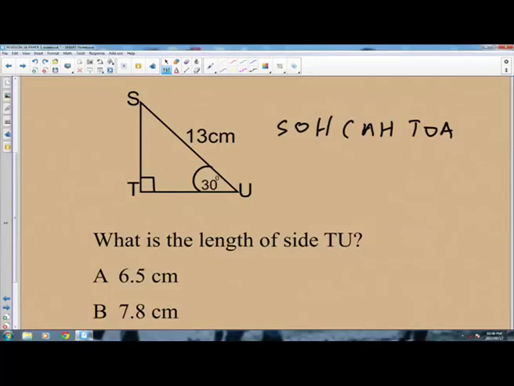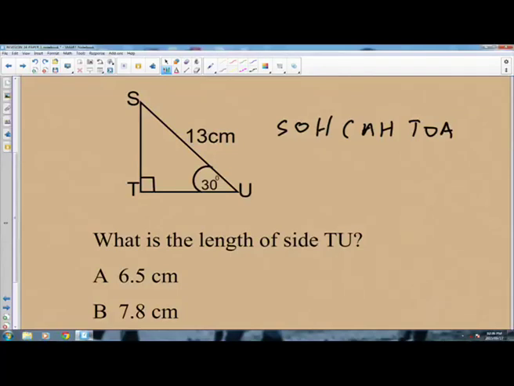So here we are given 30 degrees, and then we are expected to find TU. TU is a side adjacent to the 30 degrees. So if we try to apply the sine ratio, it's opposite over the hypotenuse. We are not expected to find ST, so we cannot apply the sine ratio. We are to use the ratios, not the sine rule or the cosine rule. And then what about the cosine ratio?